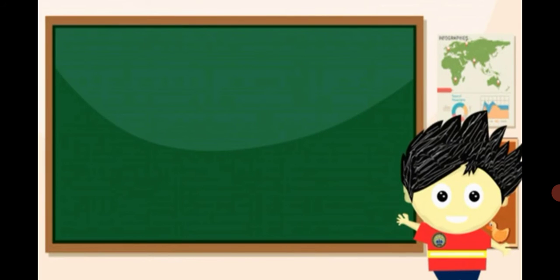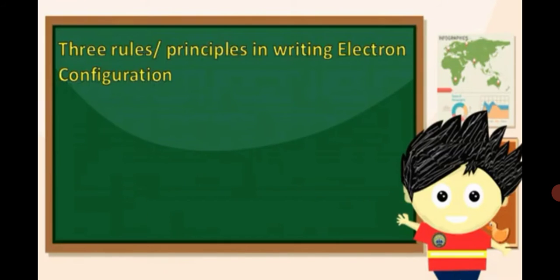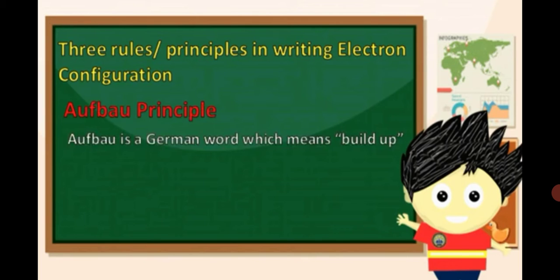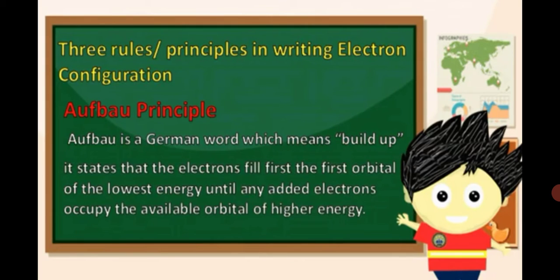Bukod sa dalawang steps na ating nabanggit, in writing the electron configuration, there are 3 rules or principles that we need to follow. This serves as a guide for writing the electron's location to be easily predicted. The first principle is what we call Aufbau principle. Aufbau is a German word which means build up. This principle states that the electrons fill first the orbital of the lowest energy until any added electrons occupy the available orbital of higher energy.